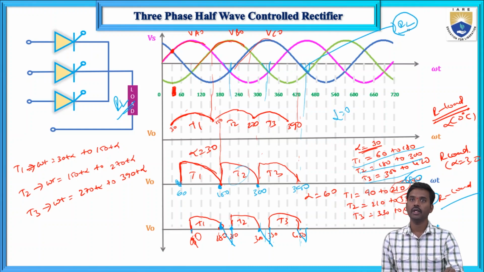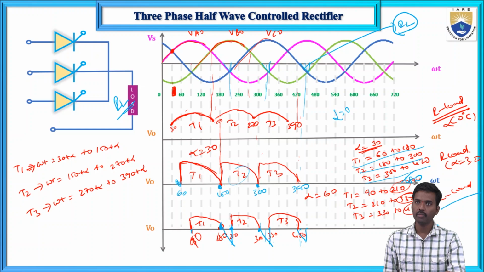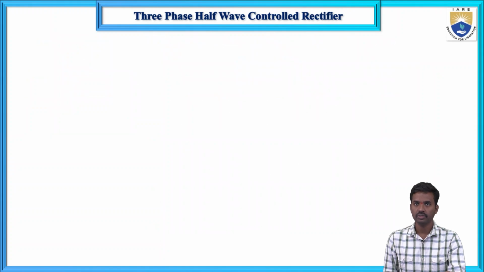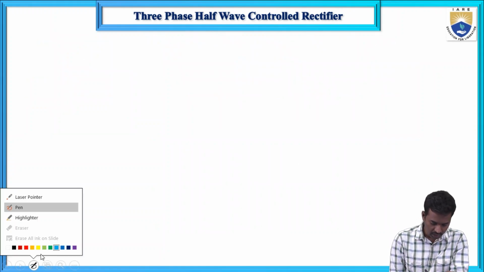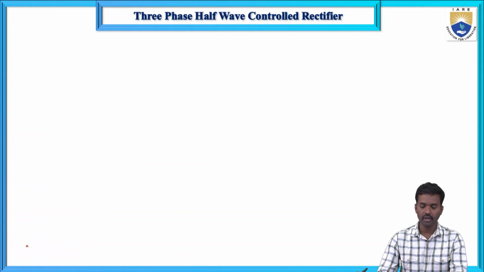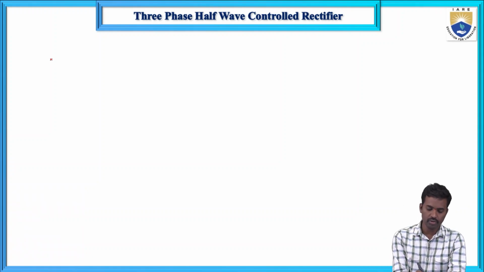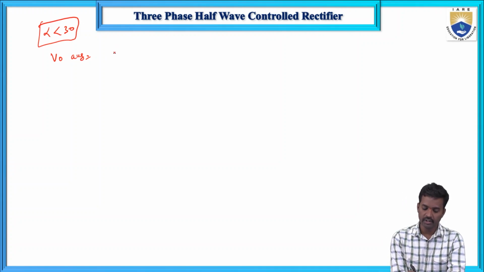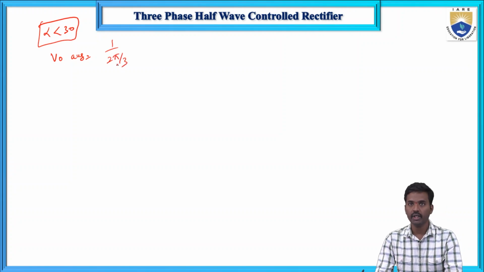So now let us derive the average value, RMS value, and form factor. Let me change the color over here. So now here, V naught average equals, for alpha less than 30. Here we have two conditions. Alpha is less than 30 means it is conducting up to pi by 3.